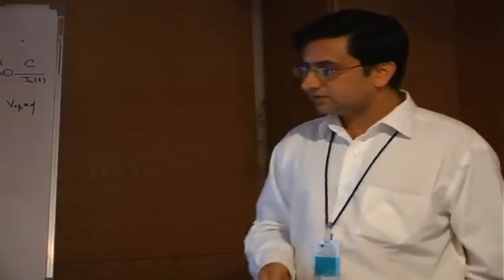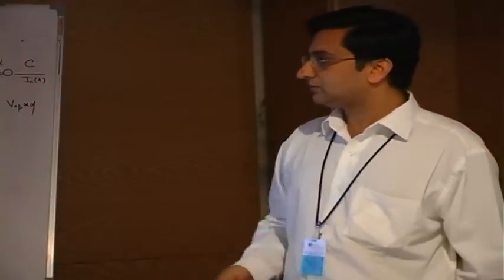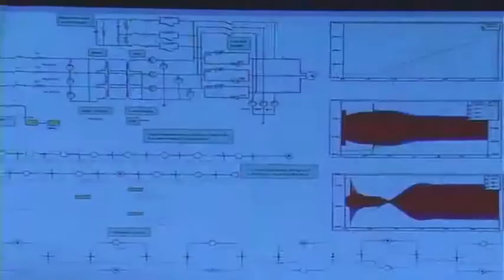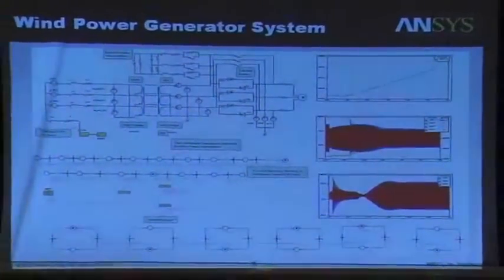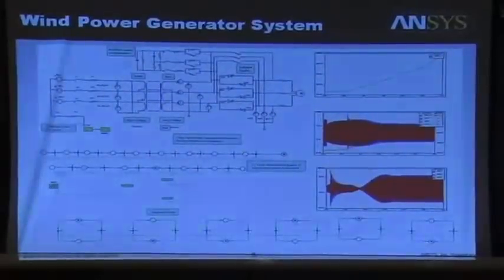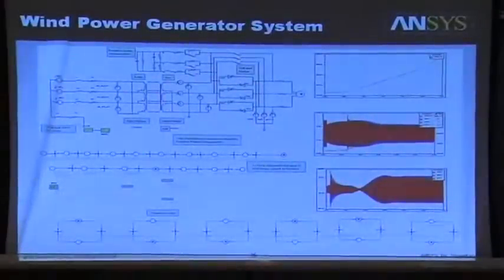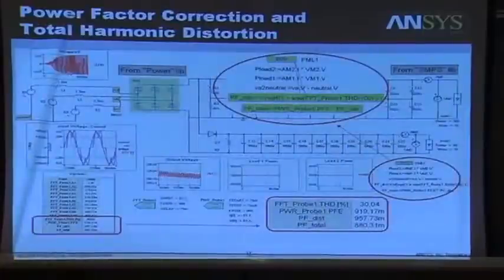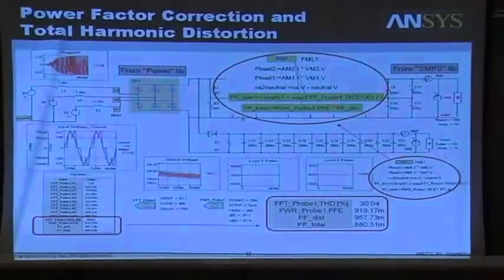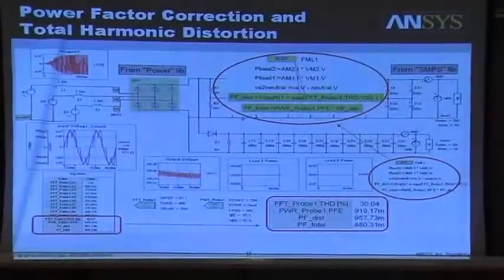These are some examples that we have. This is an inverter drive. Again here you can see state machines we have used. This is the graphical representation. The mechanical elements are put here. This is a wind power generator system. If somebody is interested, we can have more discussion on these applications. This is just a snapshot of what we can do in Simplorer. This is the THD and power factor correction, where we can use equations, we can calculate THD, and we can do a lot of analysis for THD here.